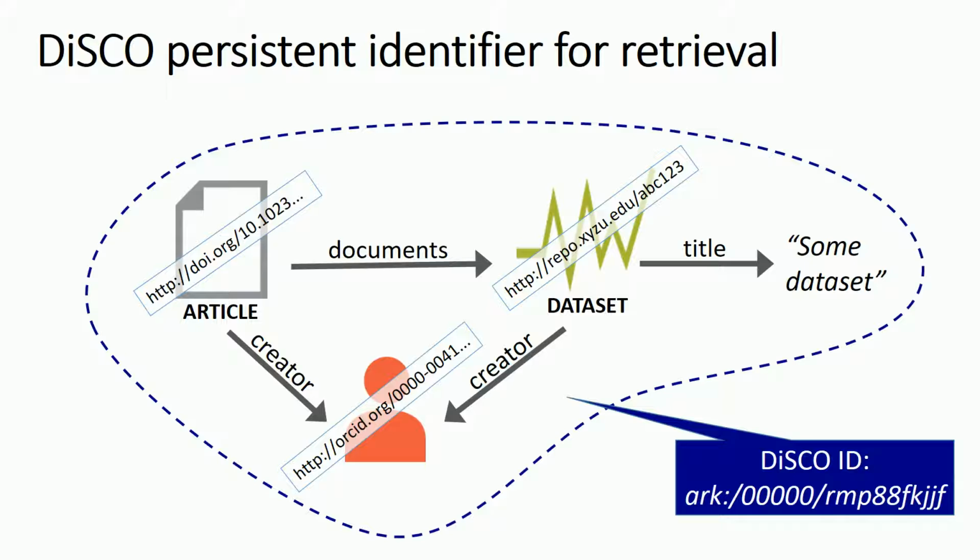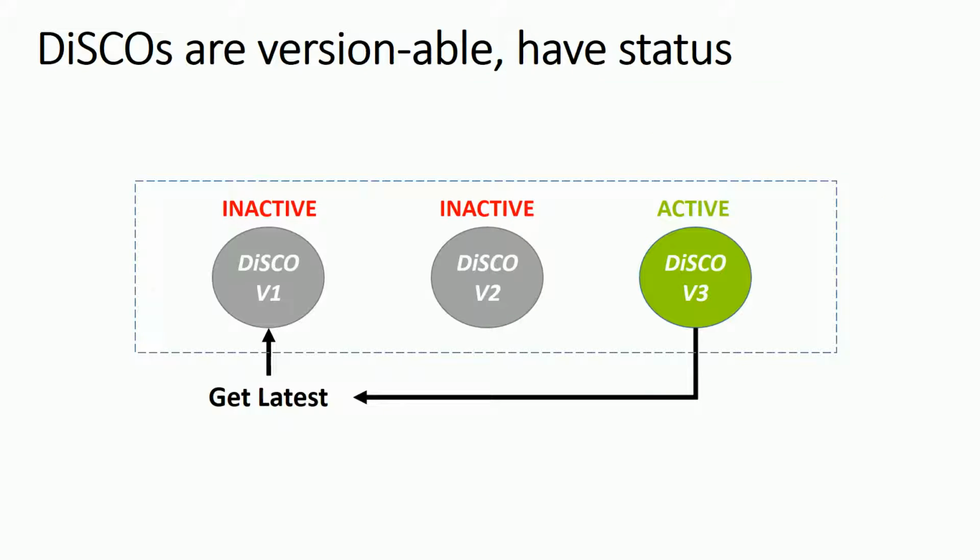When the DISCO is created, the creator receives an identifier so that the map can be shared or retrieved at a later date. DISCOs are also versionable, so as the work evolves, you can update the DISCO to represent all of the latest components that are available. The previous versions will still be available.